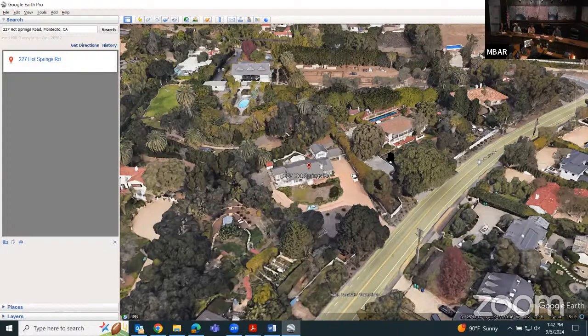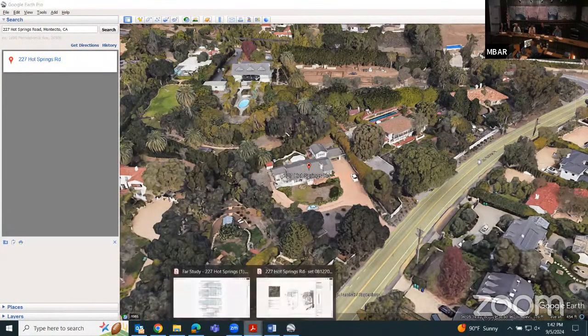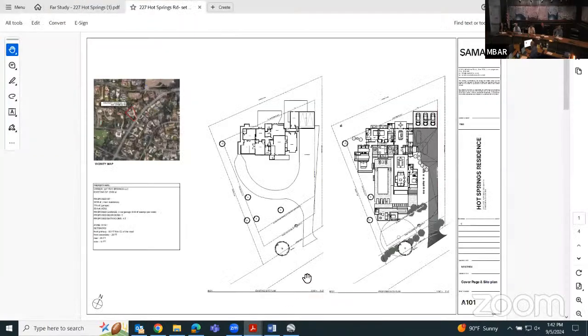I'm going to reserve the rest of this for comments. All right, so yes, I have some questions. Can you open up the site plan, please? I'll go back to the site plan. Yep, that one.